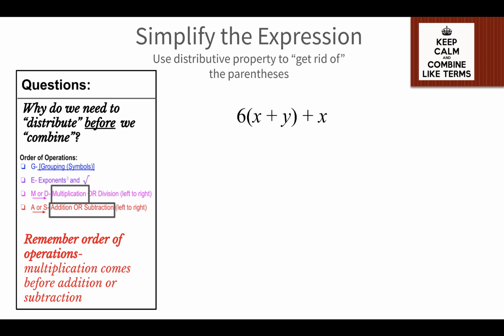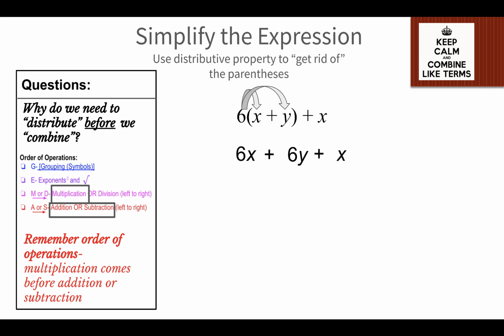So really quickly going through this expression again, we have 6 times the quantity x plus y, and then we're adding x. So we want to distribute first. That 6 there is mama bird. Pass the food to the babies inside the nest. 6 times x gives us 6x. And it's a positive y, so 6 times y is going to give me a positive 6y. And then I'm just going to bring that plus x down.